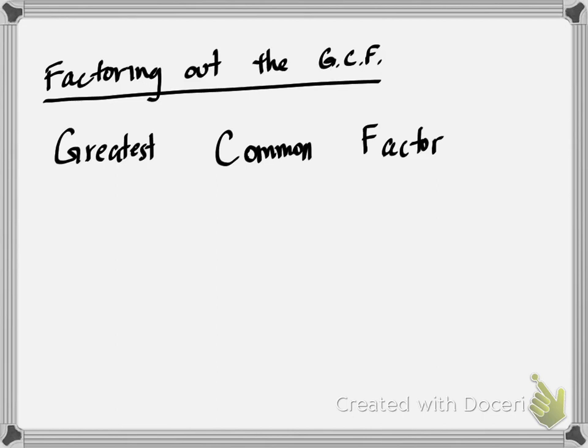So it is the greatest, or the biggest. It has to be common, meaning it has to be the same for every single number. And it has to be a factor, meaning it divides into something evenly. So we're looking for the biggest number, and it has to be a factor, which means it divides into everything evenly. And it has to be common, meaning it has to be the same for every number.